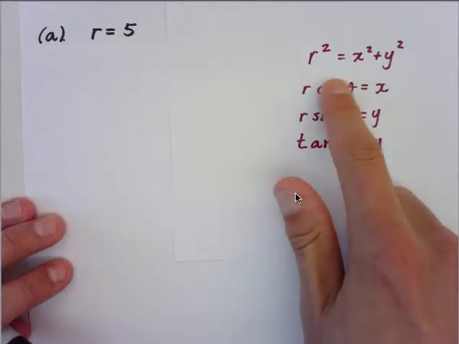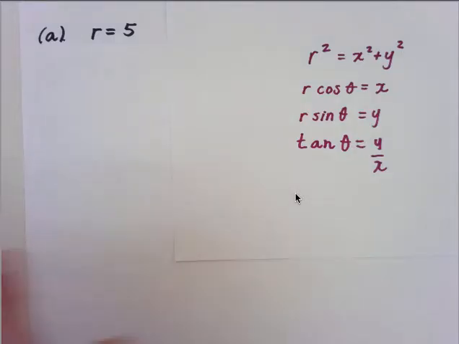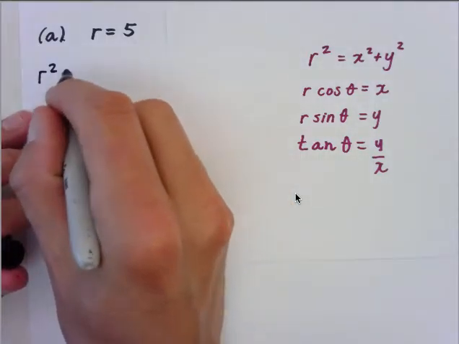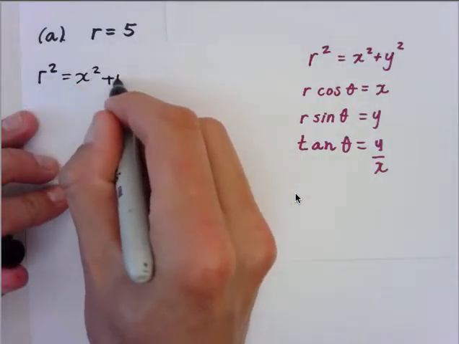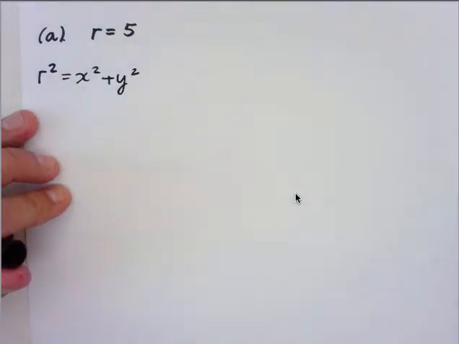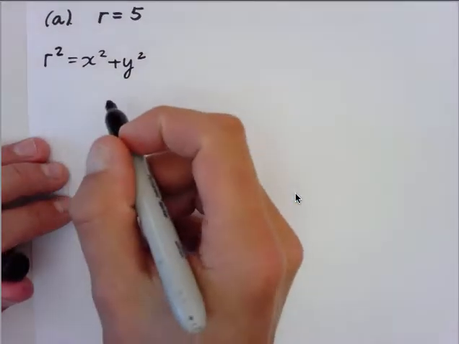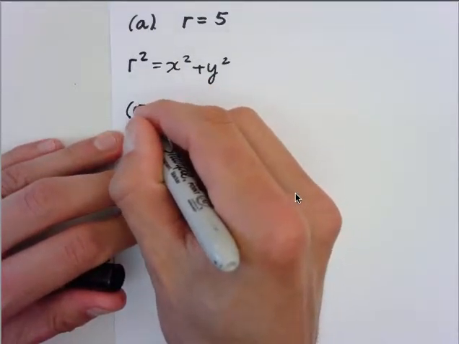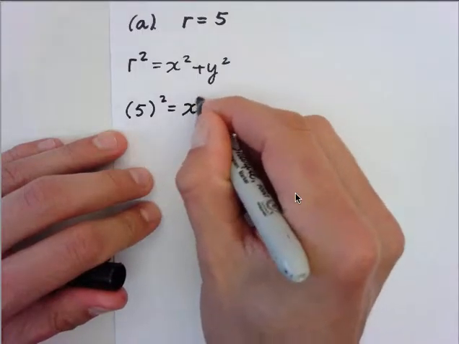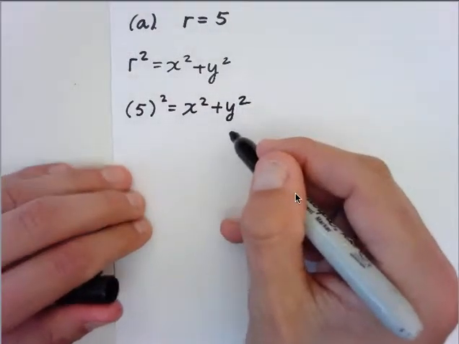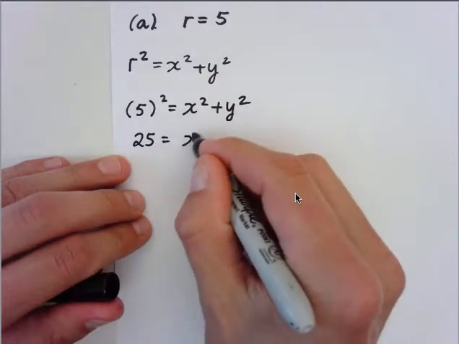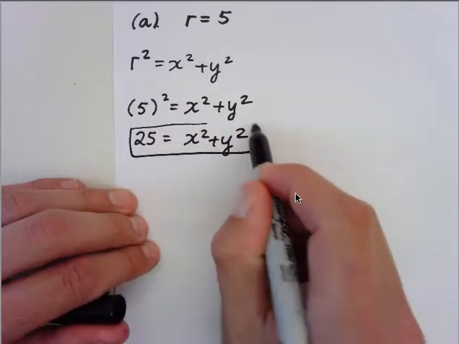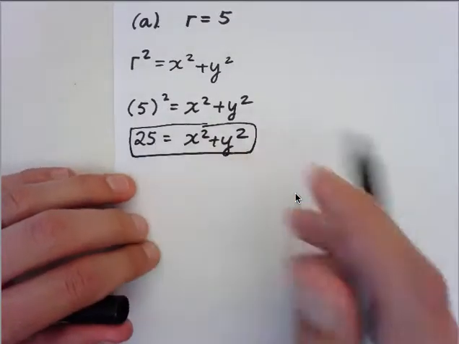So it looks like if we pick the top one, for r equals 5, we're going to look at r squared equals x squared plus y squared. So I'm going to go ahead and use that equation, and then I'm going to substitute in 5 for r, because that's what I know r to be. So I have 5 squared equals x squared plus y squared. So that's 25 equals x squared plus y squared, and I know that's an equation of a circle whose center is at the origin, whose radius is 5.